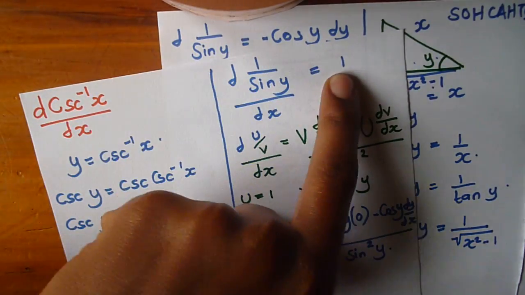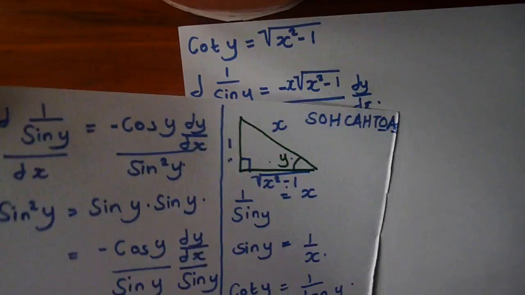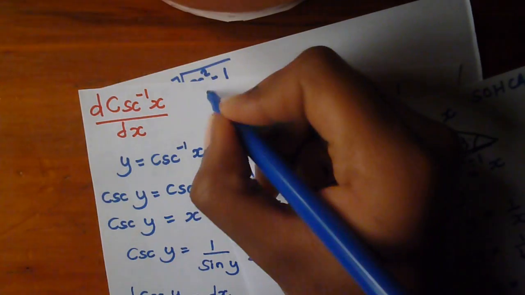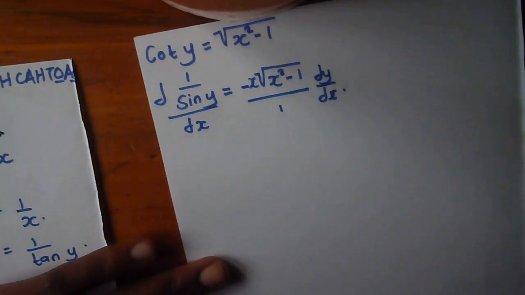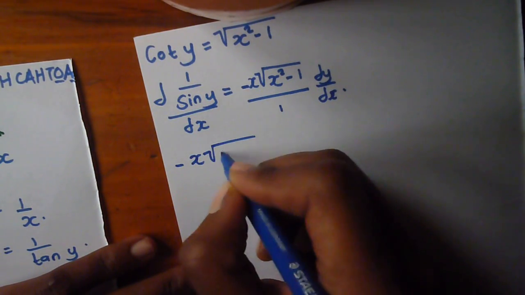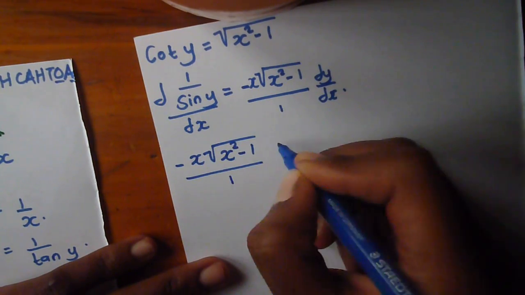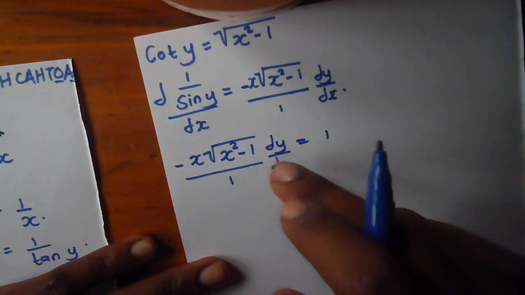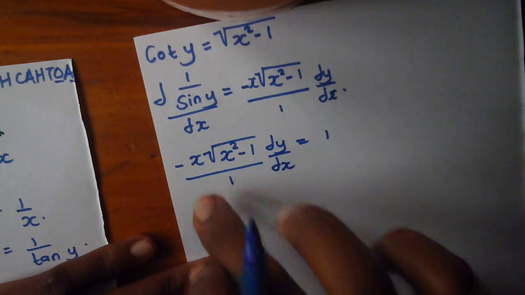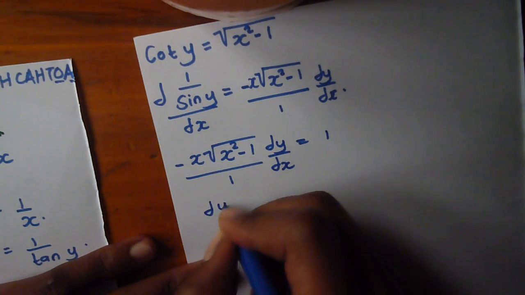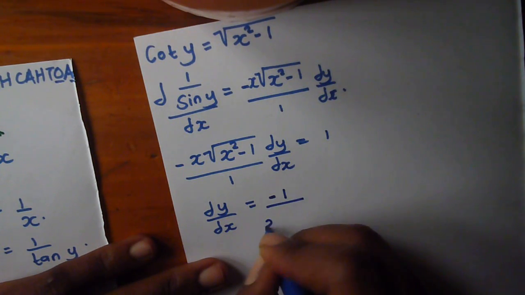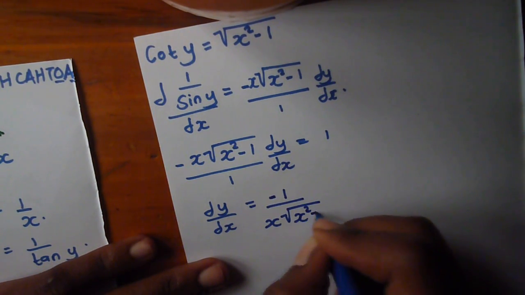So we're just going to equate what we've already obtained to 1, so that we can get dy over dx. So negative x times the square root of x squared minus 1, all over 1, times dy over dx, equals 1. To make dy over dx the subject, we'll just multiply by the reciprocal of this to obtain dy over dx equals negative 1 all over x times the square root of x squared minus 1.